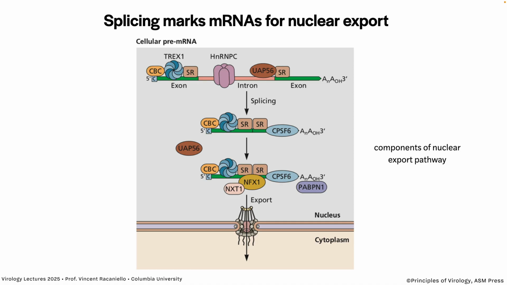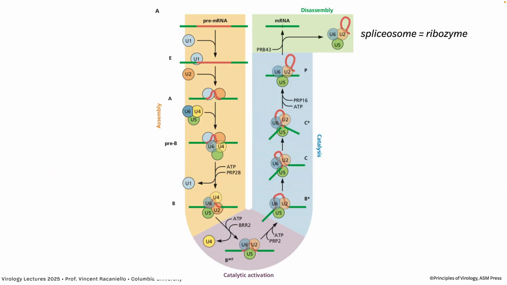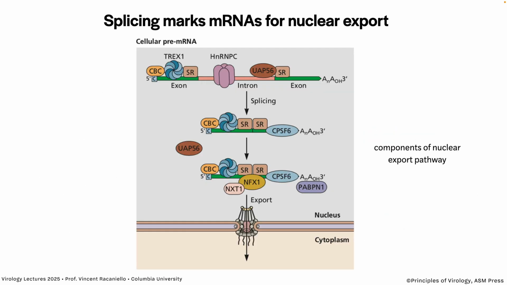It turns out that splicing marks mRNAs for export. What does that mean? It means if you're not spliced, you can't get out of the nucleus. Why? Well, all these proteins that bind the pre-mRNA, I showed them to you in this slide here. Some of those remain on the spliced product. So here they're binding to the pre-mRNA. Splicing occurs. Now you have your RNA free of introns, but some of these splicing proteins are still bound.